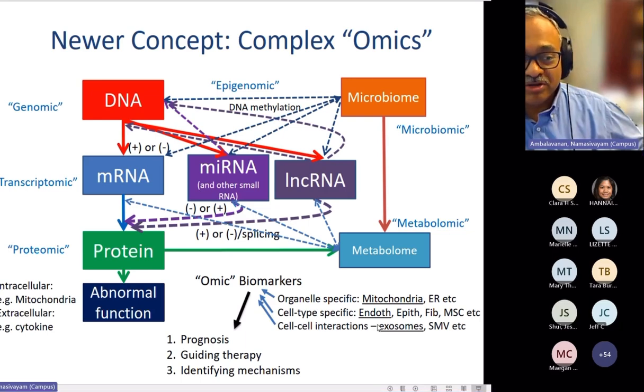So when I'm going to talk about biomarkers, remember that these biomarkers could be organelle specific. We are going to talk a little bit about mitochondria. It could be cell type specific. Again, we are going to talk a little bit about endothelium and cell-cell interactions. We're going to briefly mention exosomes, which are small extracellular vesicles, which one cell releases and another cell picks up. So these biomarkers can help in prognosis, they can help in guiding therapy, and also in identifying mechanisms.